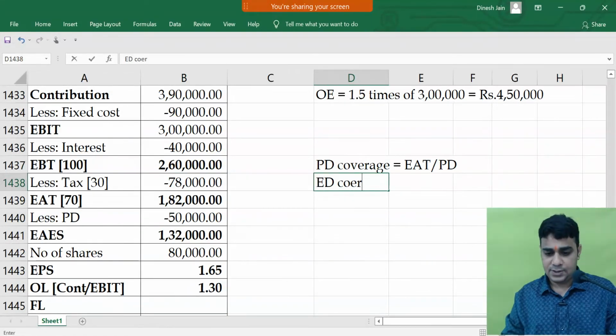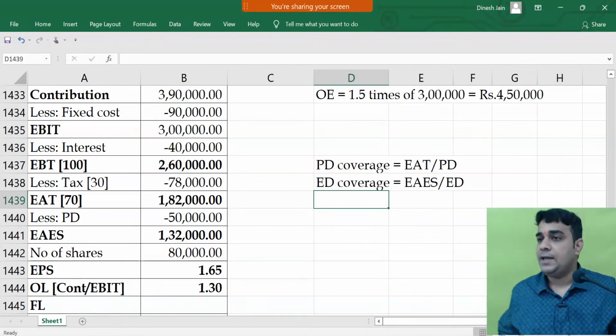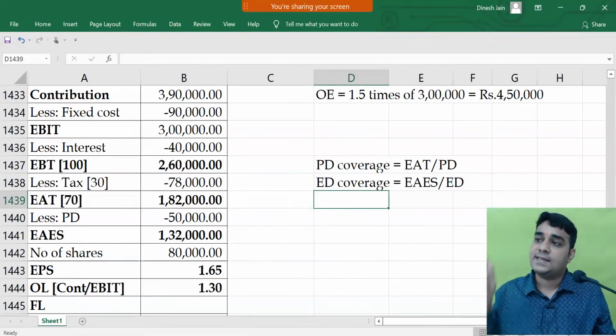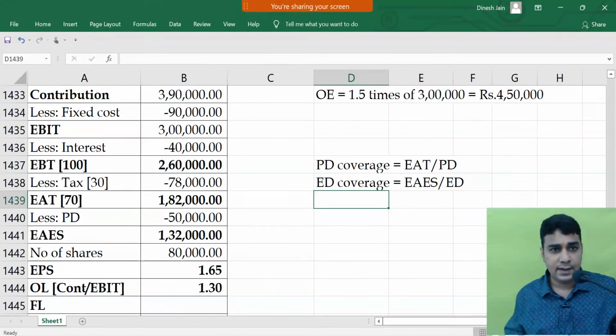Equity dividend coverage is equal to, what are you paying is equity dividend. From where are you paying is EAES. EAES by equity dividend. From where are we paying? Equity dividends would be paid out of the earnings available to equity shareholder. Denominator, what are you paying is the equity dividend.